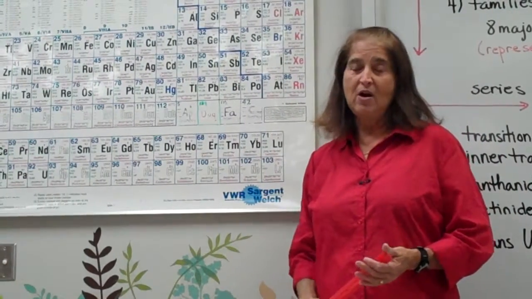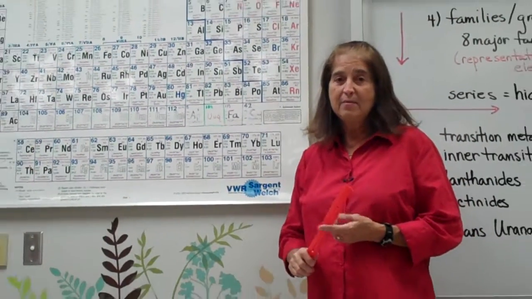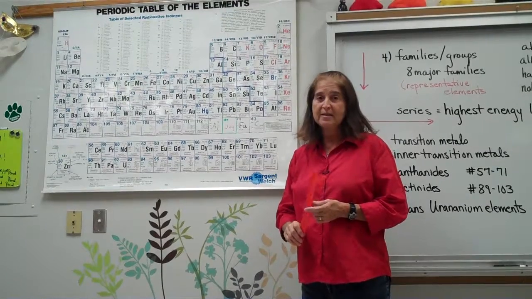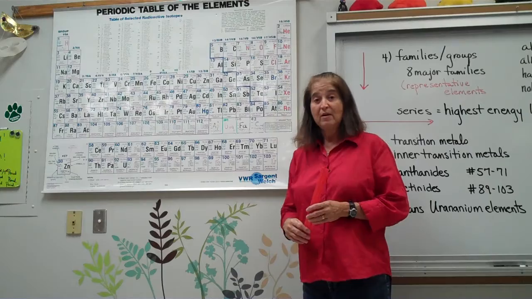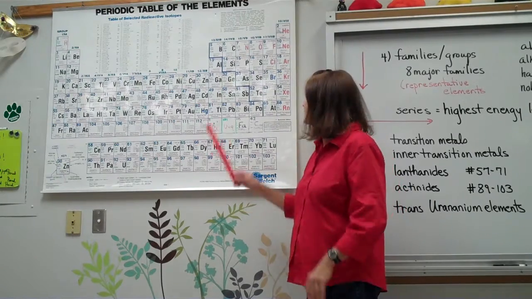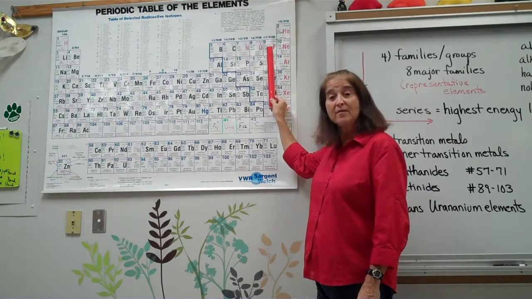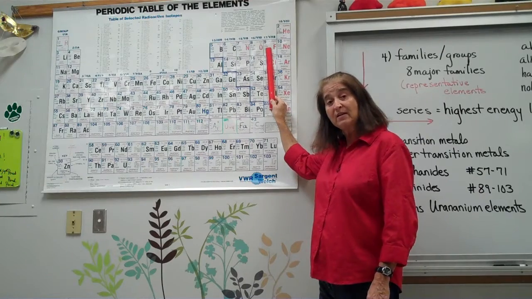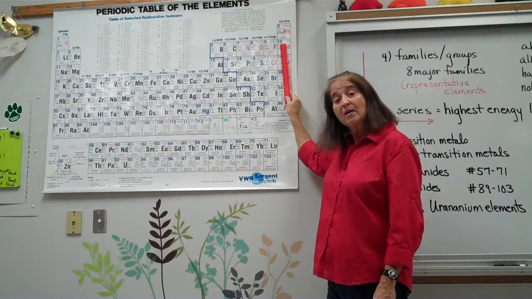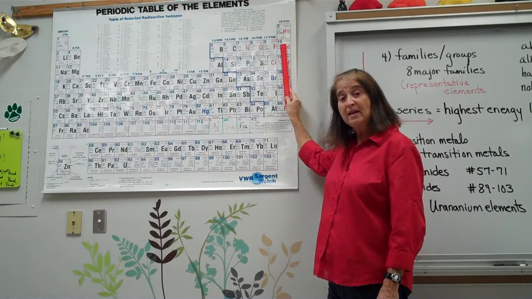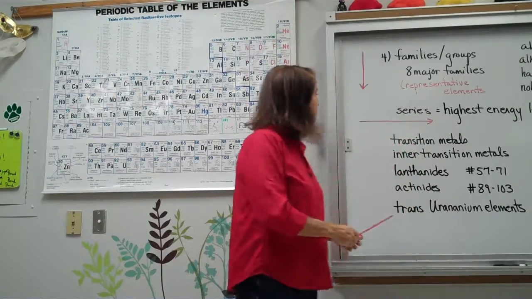What do families have in common? They have the same number of valence electrons. And because of this, they have very similar physical and chemical properties. All of these elements in the halogen family have 7 valence electrons. To get to an octet, a filled S and P, they need 1 additional electron.